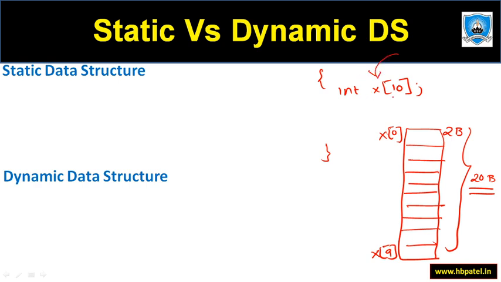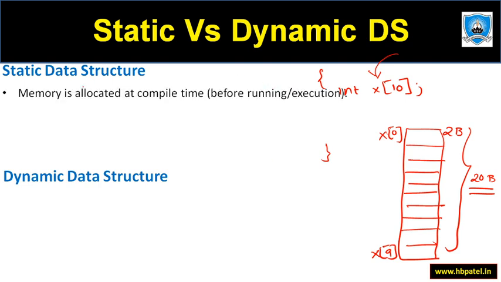Now whether we use these 20 bytes or not, they are given to you. If you use them all, that's great, effective utilization. But if you use only 2 elements, the other elements will be wasted. They will not be given to any other program. So this is static memory. Memory is allocated at compile time, meaning before running, these 20 bytes are given to you. Only you can use them, no one else can.